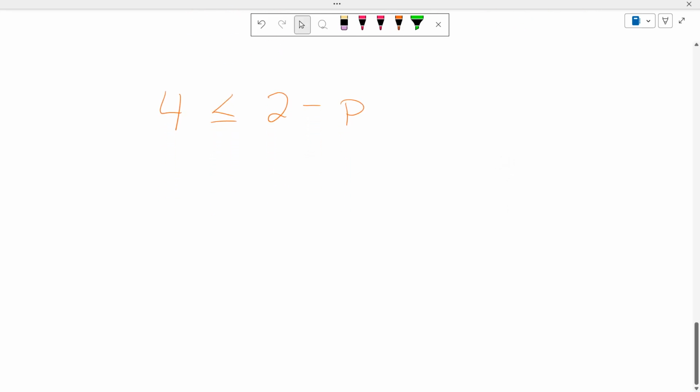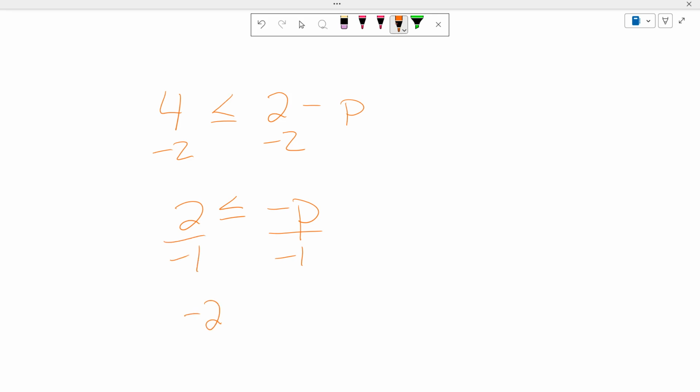Subtract 2 from 4. So subtract 2 from both sides. And then you want to flip the sign. What should be written down on this side? Negative P. So now what should I do? Now you want to divide by negative 1. There you go.